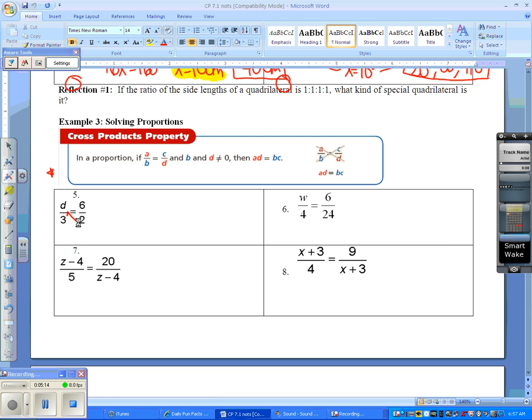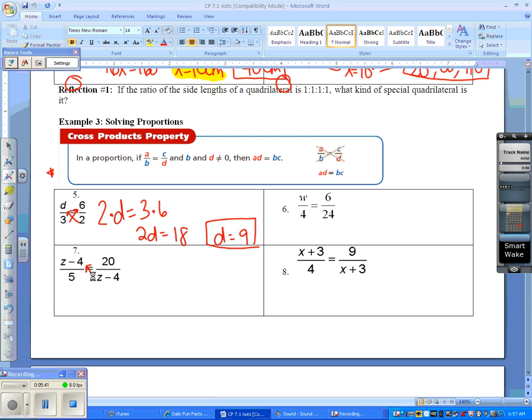So for example, in number 5, and it doesn't really matter which way you cross multiply, I'm going to do 2 times d equals 3 times 6, and then I'm going to solve. 2d equals 18, and then divide, d equals 9, and I'm done. So you can do 6. If you notice, number 7 and number 8 are just a little bit more complex in terms of algebra, but the process is still the same.